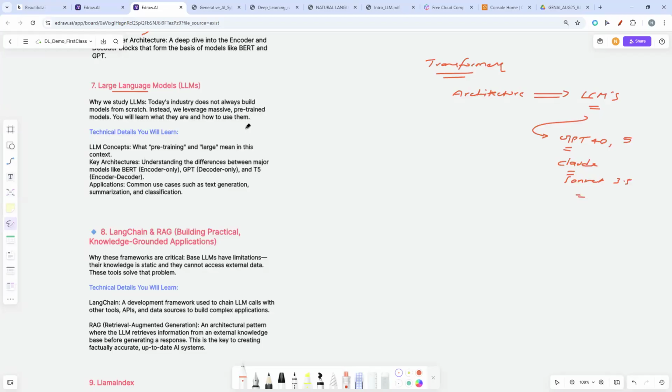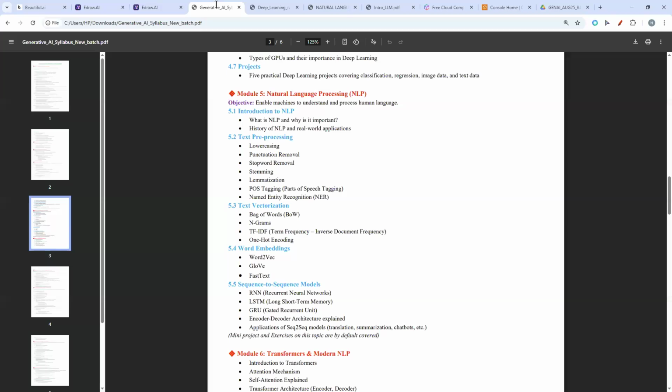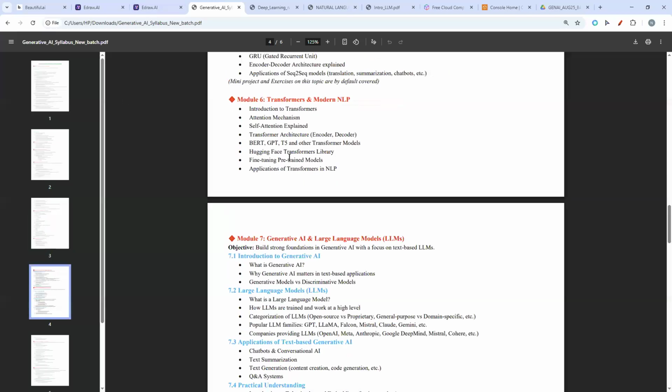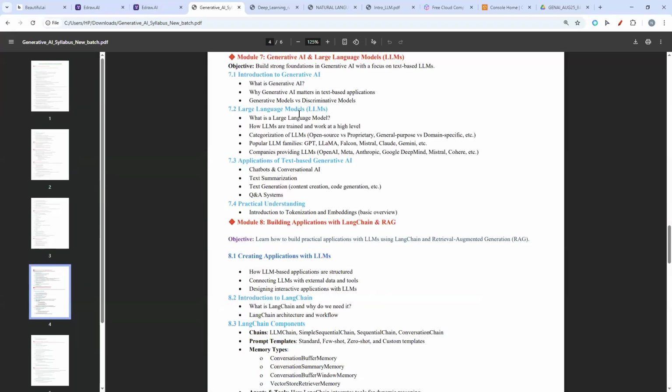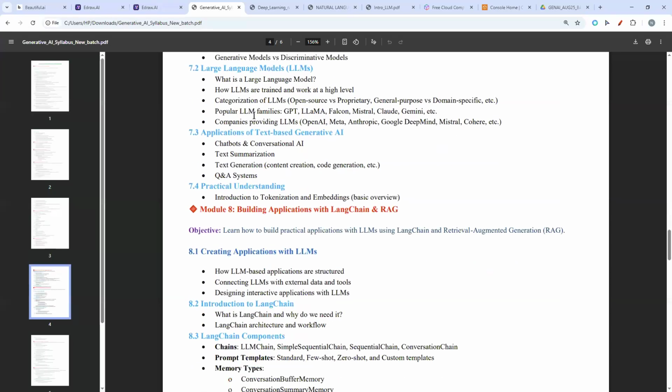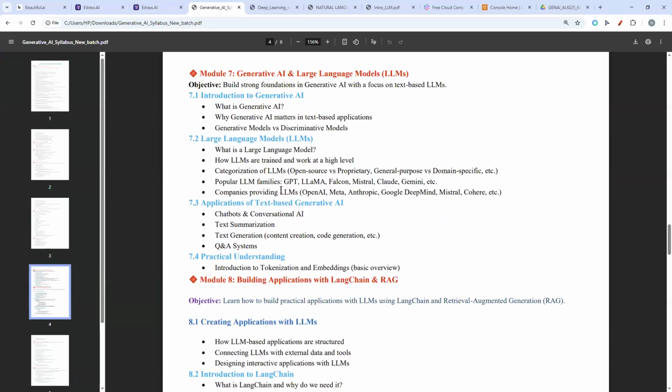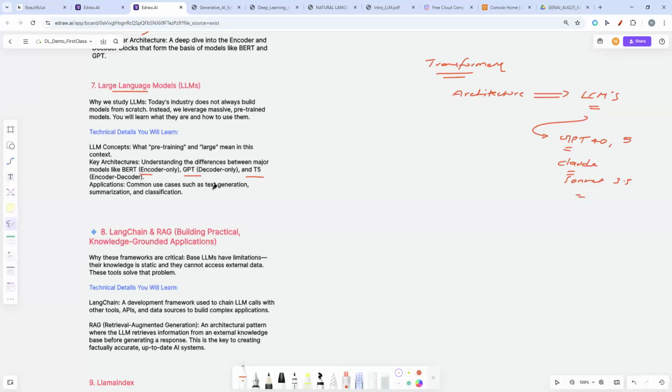With large language models, you will understand what happened in 2017. People brought some kind of small models like BERT, GPT, and something like that. The evolution has happened. There you will understand what a large language model is, and what the different types of large language models are. Something like that you will learn over there.